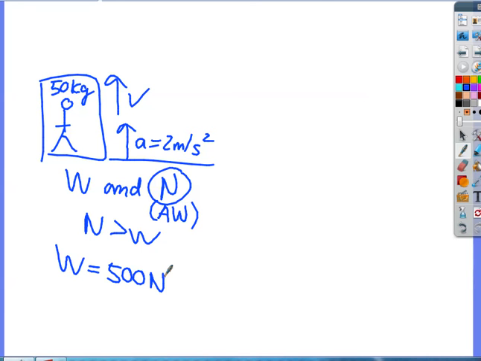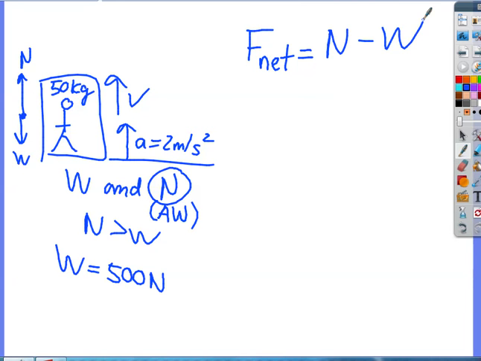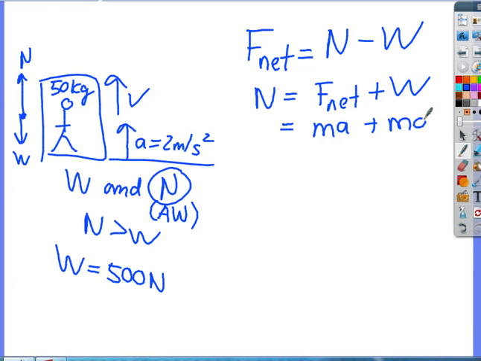My apparent weight, my normal, well, how would I set this up? It would be net force equals, motion is up, so the normal force is up, weight is down. This would be normal minus weight. I'm solving for normal, so let's move weight over. Normal will equal F net plus the weight. Do I have formulas for both of these? I do. MA plus MG.